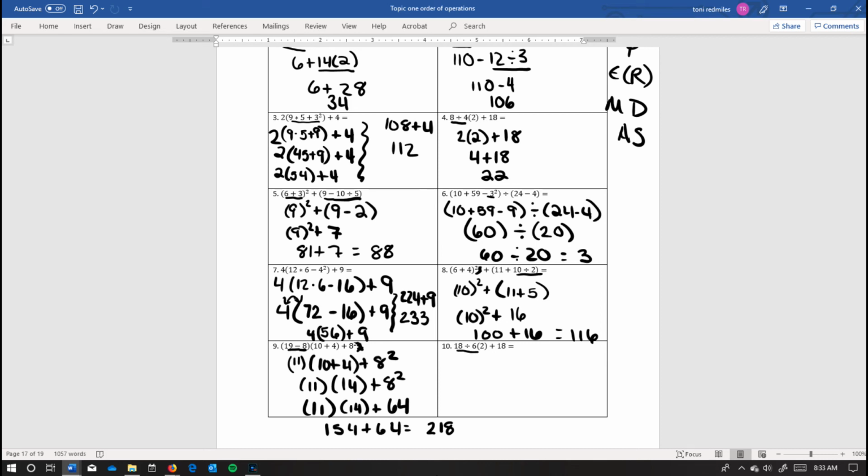Okay, so this one has no parentheses, no exponents, multiplication, division. Gotta do that division first. 6 goes into 18 3 times, and remember that is because they're actually just opposite of each other, but they're the same function in math, just opposite operations. So I should be able to work them out left to right, okay, as they come. So 3 times 2 is 6. 6 plus 18 is going to give me 24.